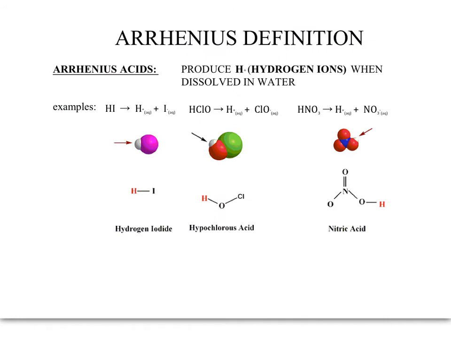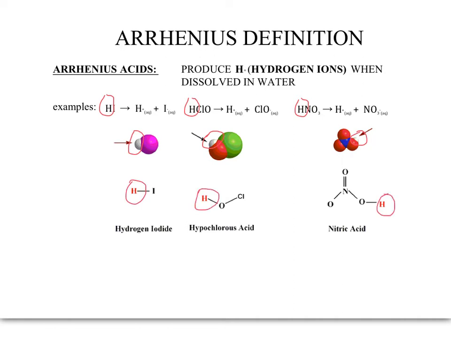First, the Arrhenius definition. Arrhenius acids produce hydrogen ions, or H+, when dissolved in water. You can see several examples here. All of the chemical formulas, if you'll notice, have hydrogen. That's the source of the hydrogen ions, or H+, when the acid is dissolved in water. All of the diagrams have the hydrogen represented with a white dot. You can also see the hydrogen here, here, and here.